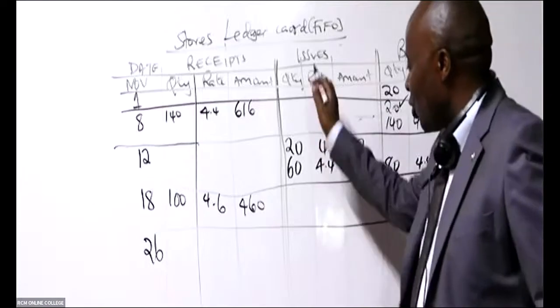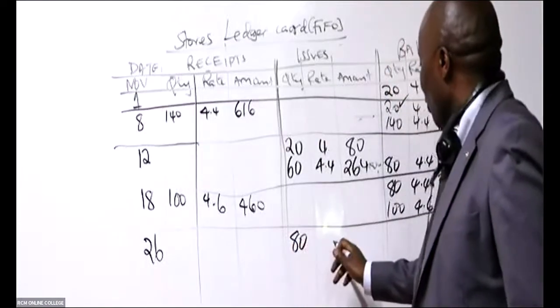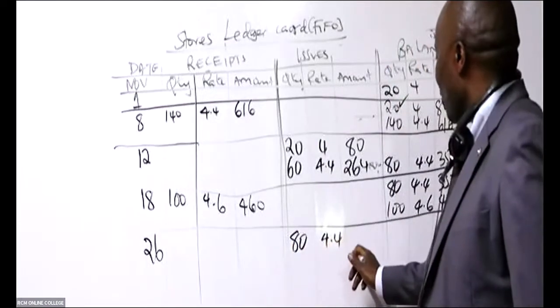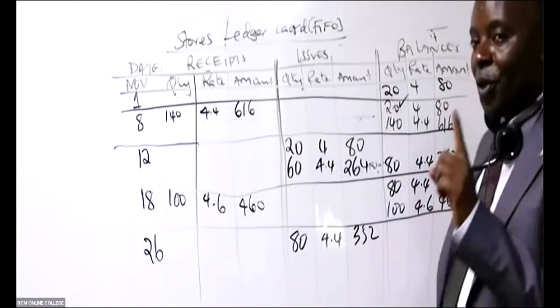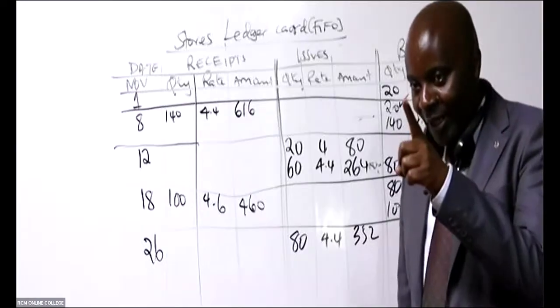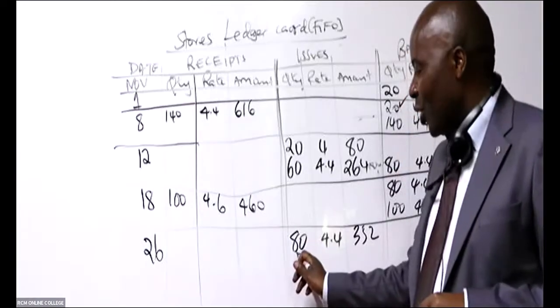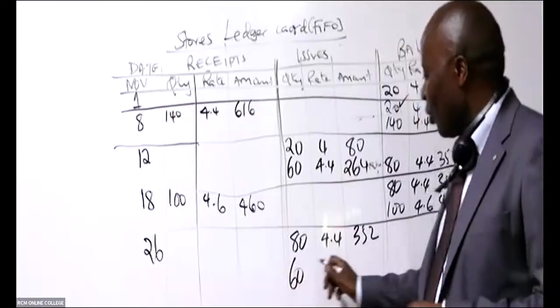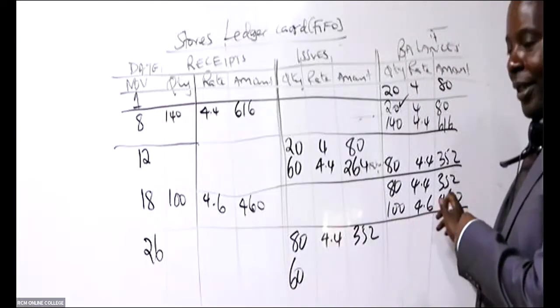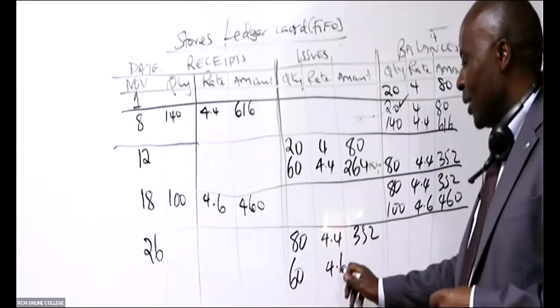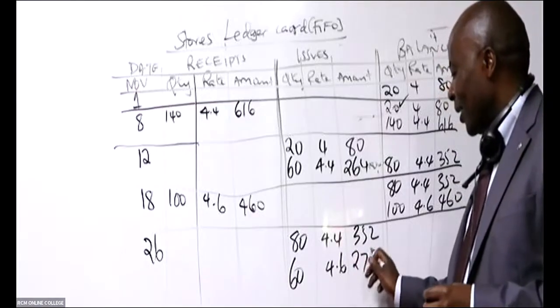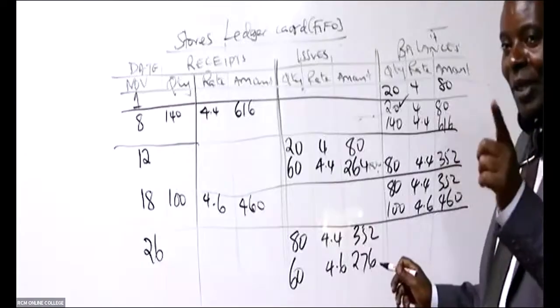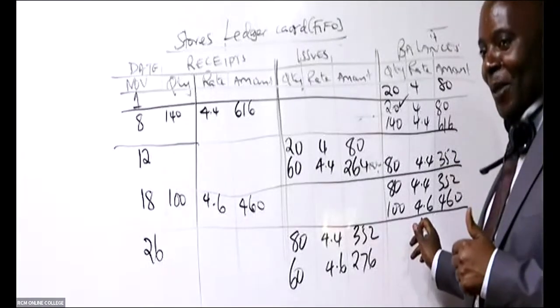So we have here issue 80 at what here, somebody? Which gives us 300 and what here? 52. And then remember, in total, there was supposed to be 140. So now we have issued 80 here. So we issue how many? 60. From which batch? 4.6. So what is 60 times 4.6? 276, like that. So can you kindly give me an update balance here?